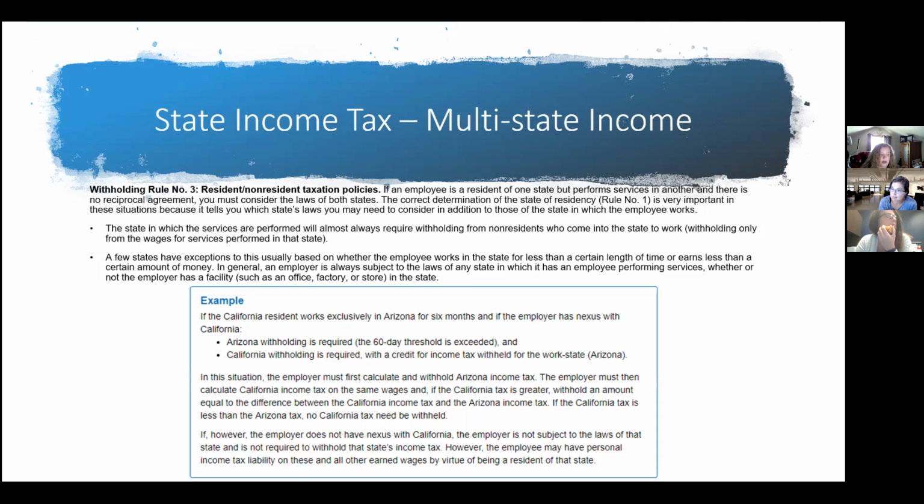If, however, the employer does not have nexus with California, the employer is not subject to the laws of the state and is not required to withhold that state's income tax. However, the employee may have personal income tax liability on these and all other wages earned by virtue of being a resident of that state. So that becomes the employee's responsibility. At the end of the year, when they have to file their taxes, they need to work with their accountant and figure out where all they lived, where all they worked throughout the year, where they paid taxes, and make sure that everything is paid according to how it should be. So if an employer withheld both, great, but it doesn't necessarily have to withhold both depending on whether you have nexus in the state or not.